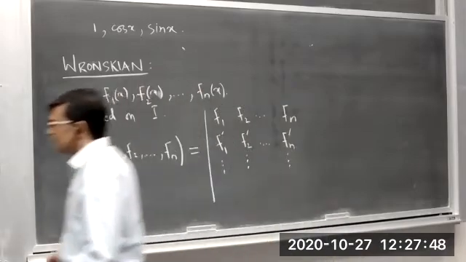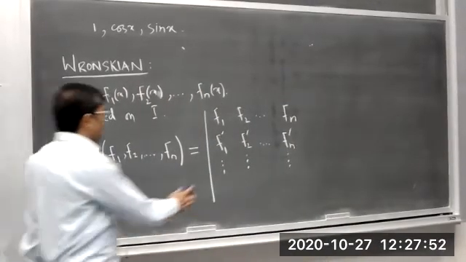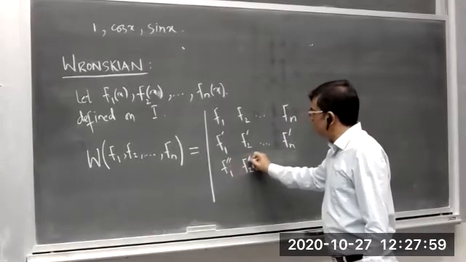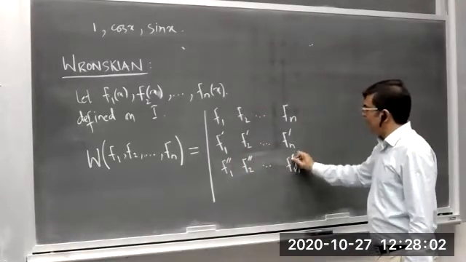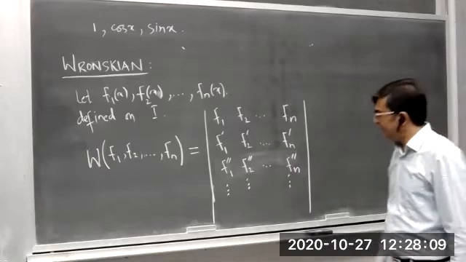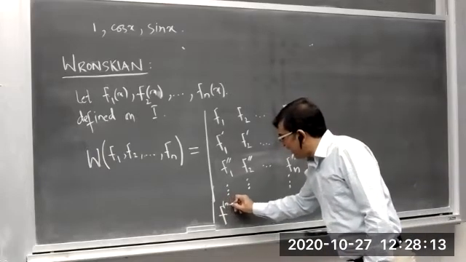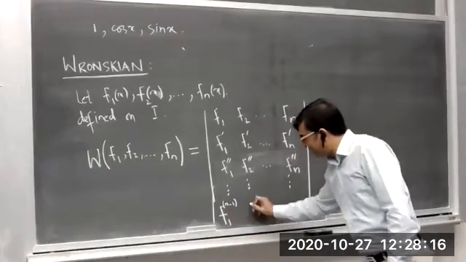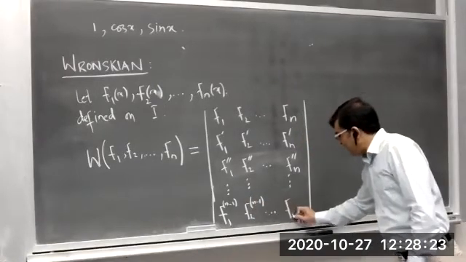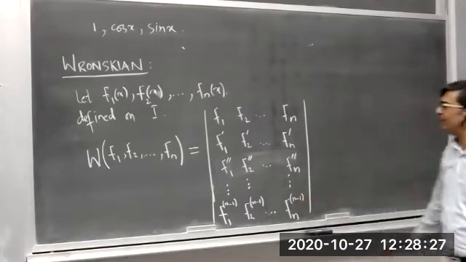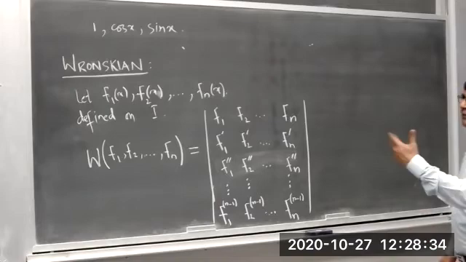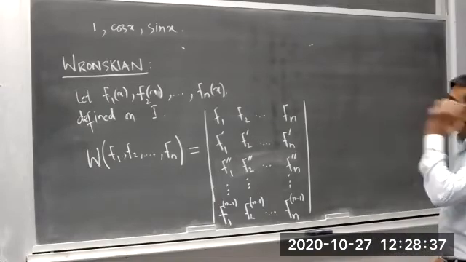You can write it this way so that you remember it. In the third row, what we have is f1 double dash, f2 double dash, meaning the second derivatives of these functions, fn double dash, and so on. In the last row, what do we define here? The n minus 1th derivative of the first function, the n minus 1th derivative of f2, and so on, up to the n minus 1th derivative of fn. So this is how we define the Wronskian of any given n functions.